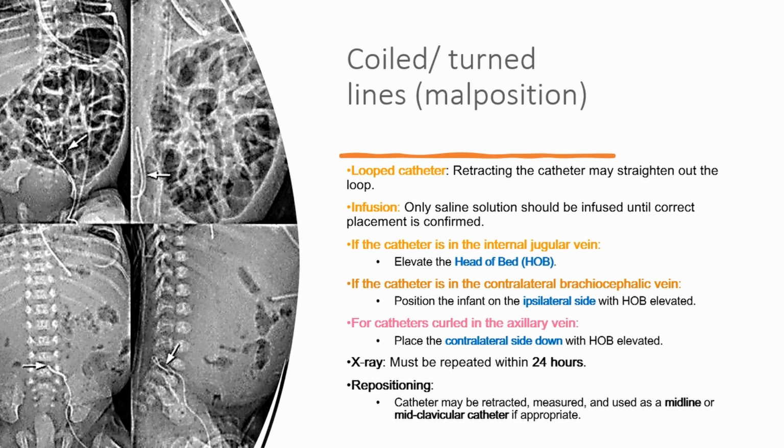If the catheter is in the internal jugular vein, elevate the head of bed. If the catheter is in the contralateral brachiocephalic vein, position the infant on the ipsilateral side with head of bed elevated. For catheters curled in the axillary vein, place the contralateral side down with head of bed elevated. X-ray must be repeated within 24 hours. Repositioning: catheter may be retracted, measured, and used as a midline or mid-clavicular catheter if appropriate.